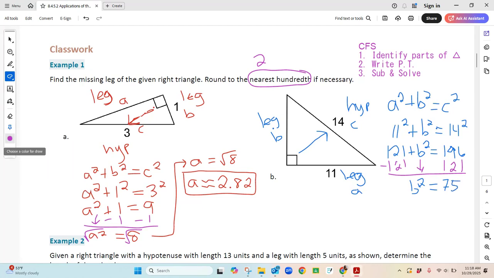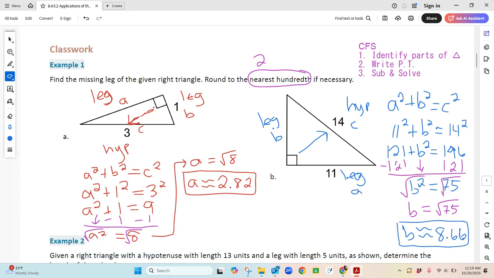Now that's not the final answer because that's B squared, not B. So we take the square root of both sides. B equals the square root of 75, but we want to round this to the nearest hundredths place. So putting that into my calculator, B is about, to the nearest hundredth, so 2 decimal places, 8 and 66 hundredths. Boxing my answer. The difference between finding the hypotenuse and the leg is just if you're adding or subtracting. So you're either adding them straight across or you have to subtract first.